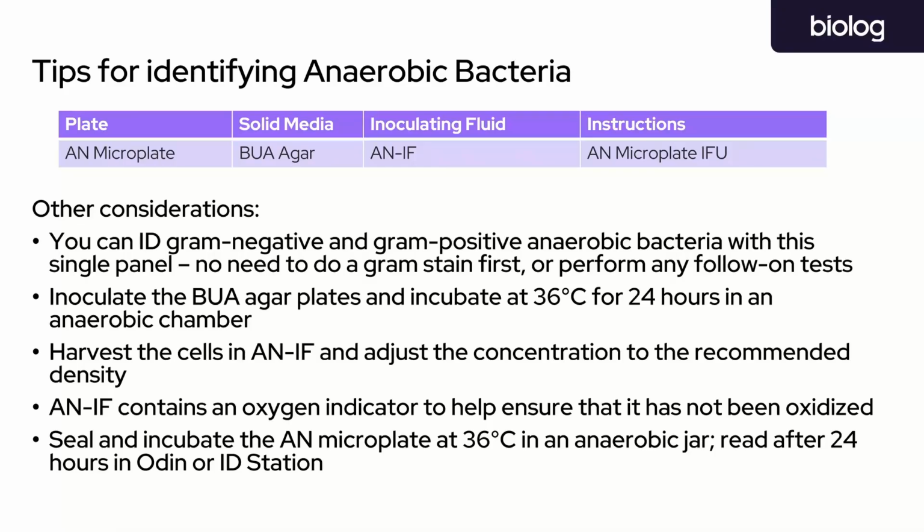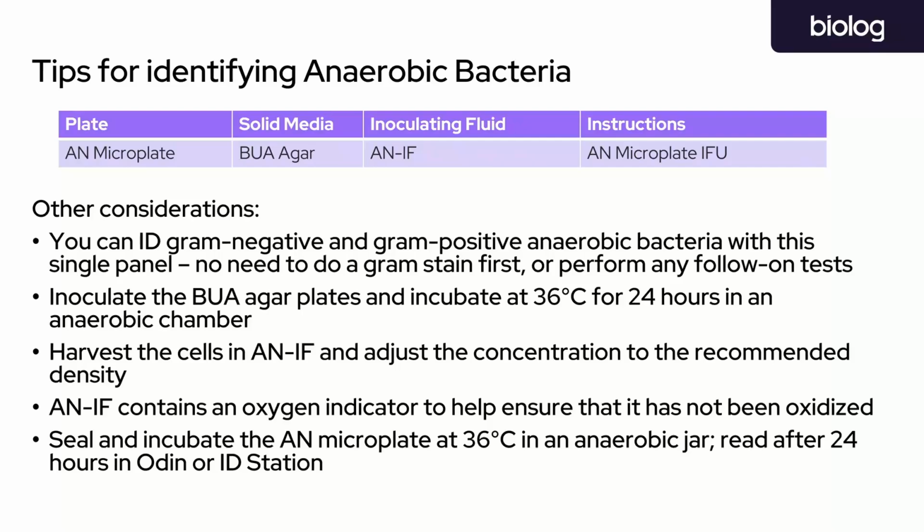So with this protocol, again, you can use no gram staining. It's inclusive of gram-negative and gram-positive anaerobic bacteria. And then these tests are going to be incubated at 36 degrees instead of 33 degrees. And similarly to the Gen 3 plate, the cells are harvested very simply and just transferred over to the inoculating fluid before being transferred to the plate.